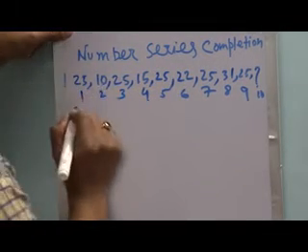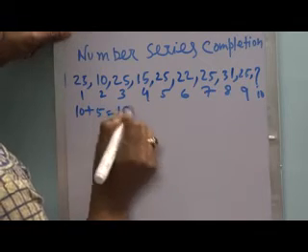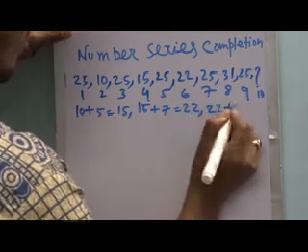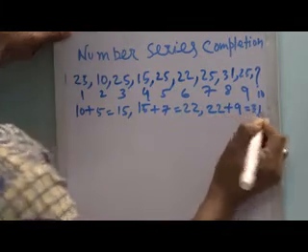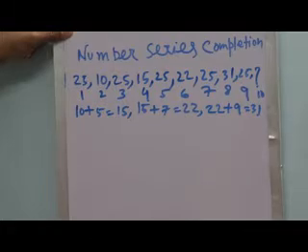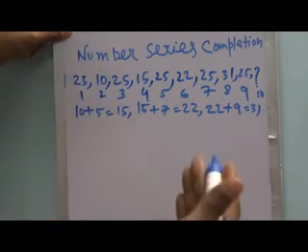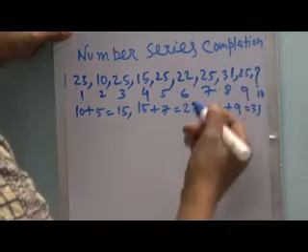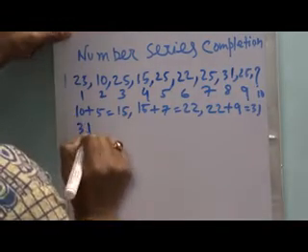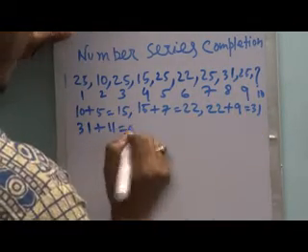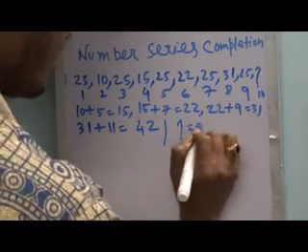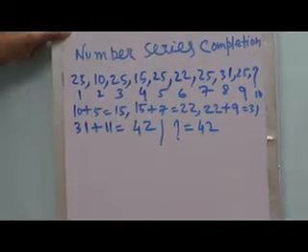So how could we derive? Just 10 plus 5 equal to 15, then 15 plus 7 equal to 22, then 22 plus 9 is equal to 31. So we can see that the numbers placed in the even positions are just incremented by 5, 7, 9, etc. So what will be the next number? The next number will be 31 plus 11 equal to 42. So the question mark will be replaced by the number 42.